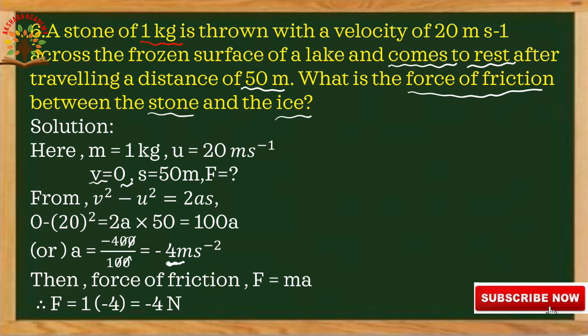Then force of friction, from Newton's second law of motion, F is equal to ma. m is nothing but 1 kilogram and a we are getting minus 4. 1 into minus 4 newtons. Minus sign indicates the opposite direction. So the force of friction F is equal to minus 4 newtons. Next we will go to the next question.